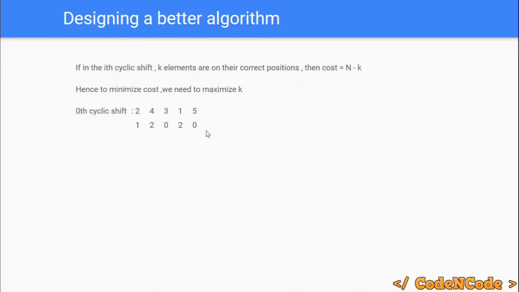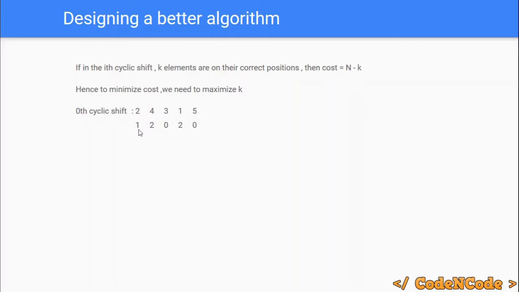Since we have to maximize the number of elements which will be on their correct positions, we can see here the maximum k will be 2. Either you will perform 0 right cyclic shifts or you will perform 2 right cyclic shifts. This information is enough to calculate the maximum k. Maximum k is 2, because on some cyclic shift, say the 0th cyclic shift, there are two elements which are on their correct position. So all you have to do is count the frequency of each element. One is appearing one time.